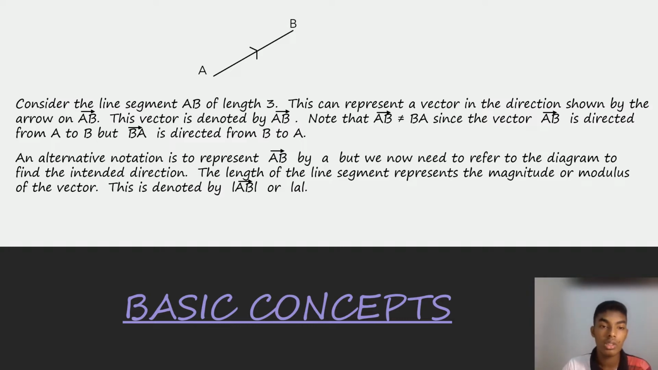An alternative notation is to represent AB by a single letter, but we now need to refer to the diagram to find the intended direction. The line segment of the diagram represents the magnitude or modulus of the vector. This is denoted by modulus of AB or modulus of a.